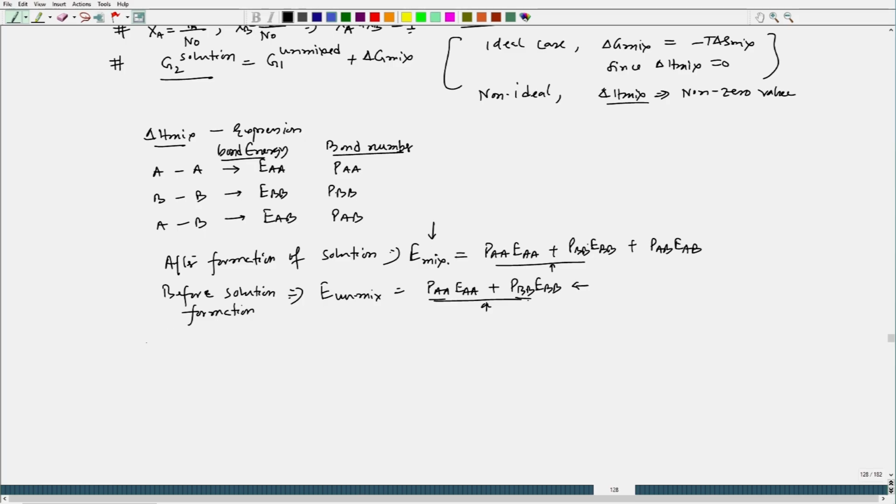Now, let us find out the bond numbers. Let us say I have taken the A atom as an open circle and the B atom as a closed circle, and they are the bonds. Now, when we combine these 4 atoms, 2 A and 2 B, we can get 2 AB type bonds.